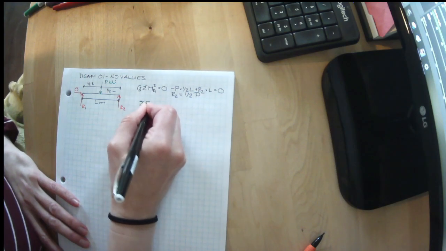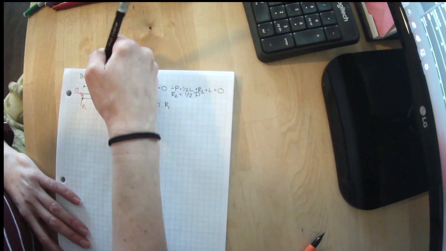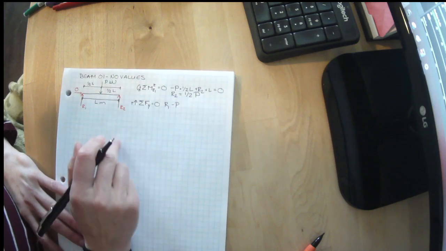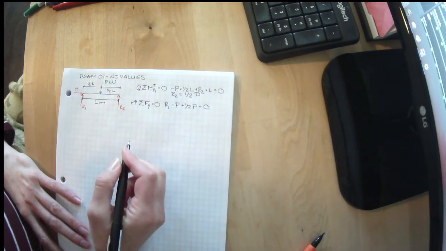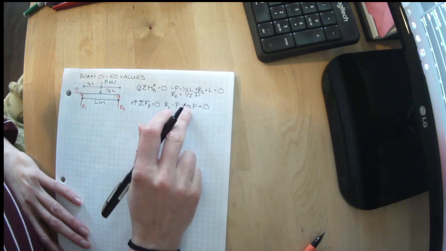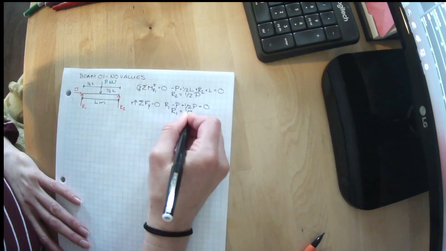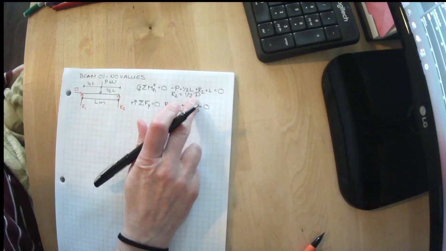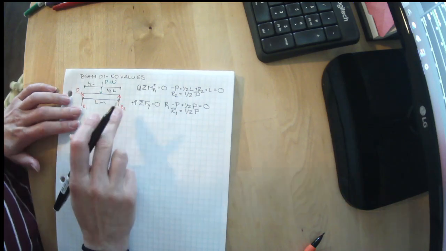Let's sum our forces in the y direction, where everything upwards is positive. We have R1 going upwards, we have P going downwards, and we have R2 going upwards. But we've solved for R2, we know it's 1/2 P. We can rearrange this. So we end up with minus 1 plus 1/2 is minus 1/2, and you bring it over here. R1 equals 1/2 P. So that makes sense. When we had 20 kilonewtons as P, our reactions were each 1/2 of P. So now we know what our reactions are here.